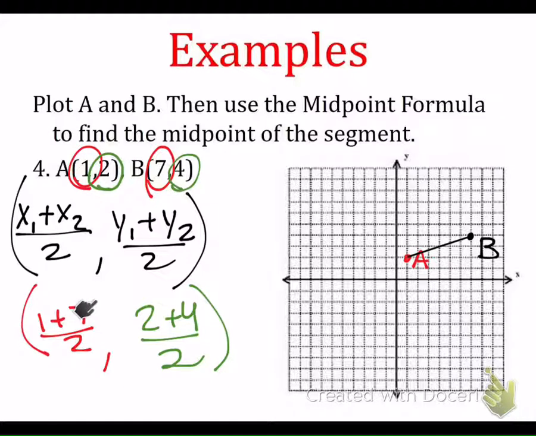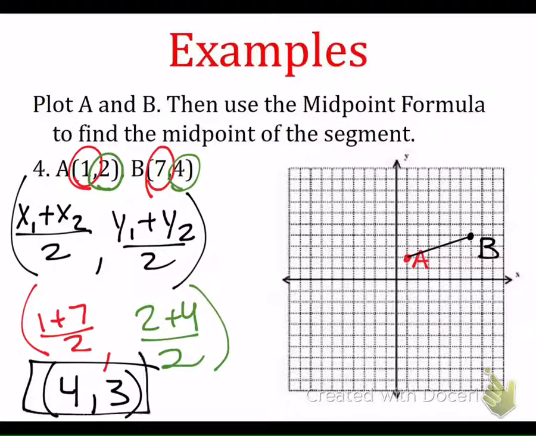So what is 1 plus 7? 8. And what's 8 divided by 2? 4. What's 2 plus 4? 6. Divided by 2? 3. This is the midpoint: (4, 3).